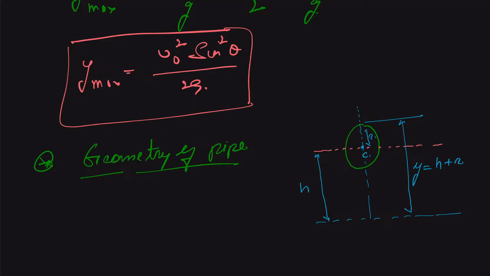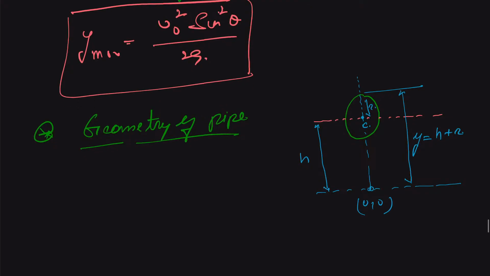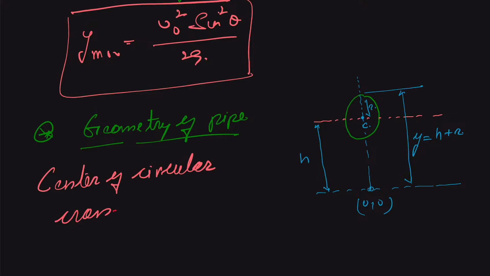And so we can say that if this is our origin, then the center of the circular cross section, which is represented as C, the coordinate of C we can write as (0, h).